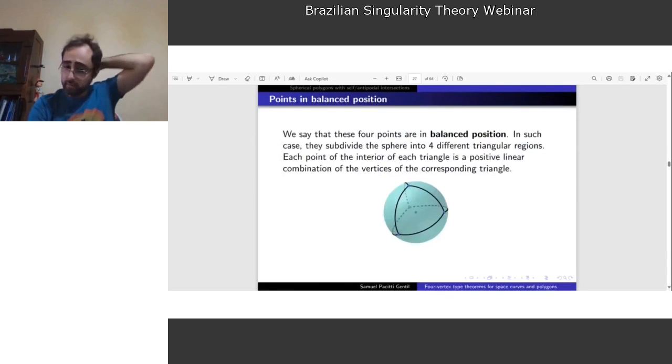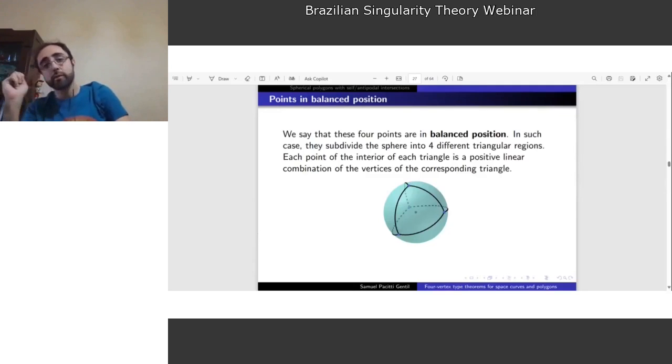And geometrically, what does it mean for 4 points not being in the same closed hemisphere? The terminology that we will use from now on is that these points are in balanced position. In such a case, they subdivide the sphere into 4 different triangular regions, and each point of the interior of each triangle will be a positive linear combination of the vertices of the corresponding triangle. So here we have a point, and its antipode will be, for instance, here.